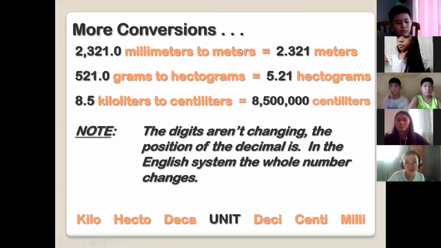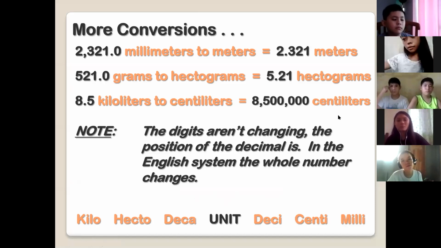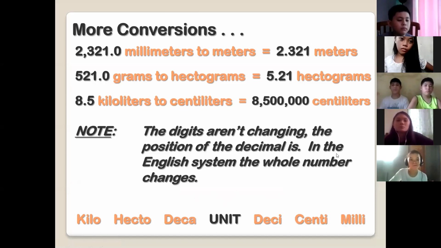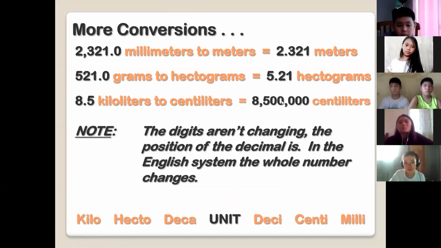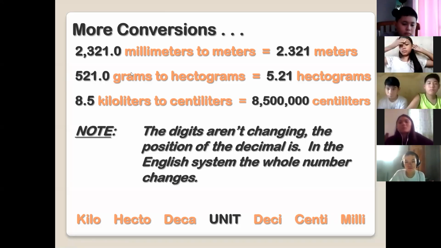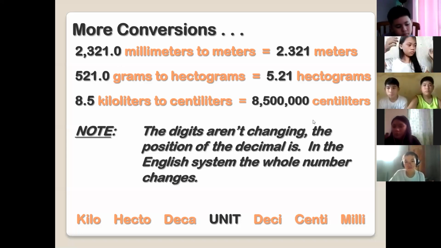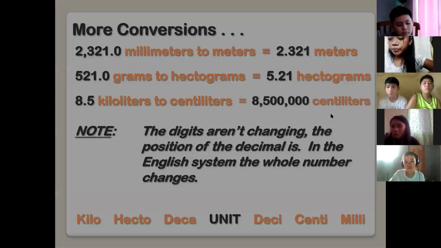So, any question regarding this one, class? Question regarding the conversion of the metric system. Look at the digits, class. They don't basically change. What changes in the answer is the decimal point. From here, the decimal point is now here. But this is wrong, it is 850,000. How about we continue this?